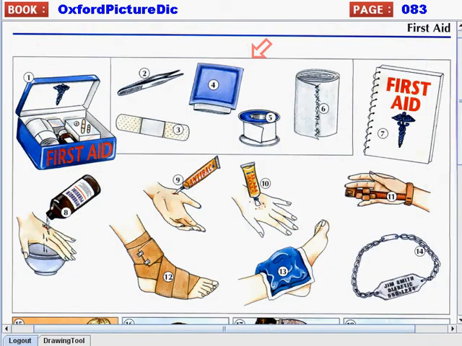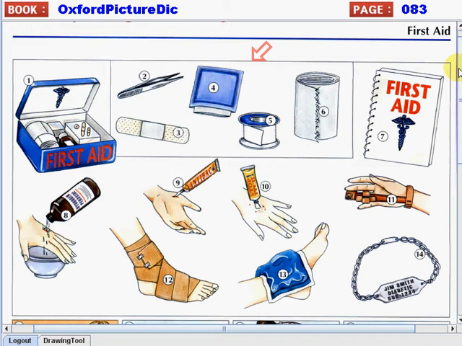So today, after learning about different medical emergencies, we are going to learn about first aid. What is first aid? First aid is an emergency medical help given to a hurt or sick person while waiting for a doctor. So it's really important that you know something about first aid.